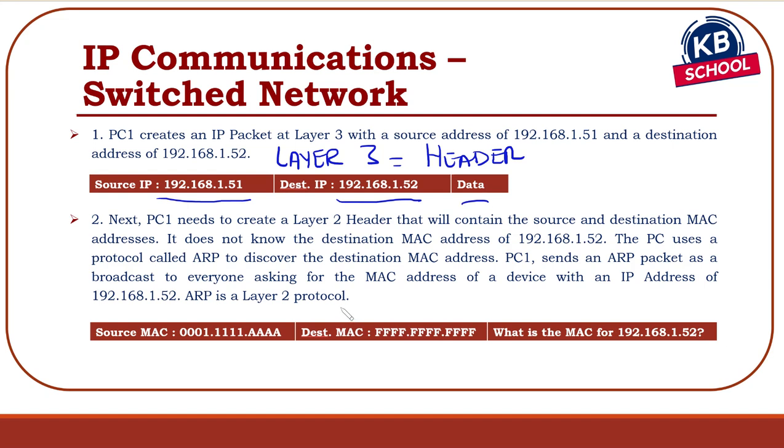But now when I need to forward it to the switch, I cannot forward this packet like this. Why? The switch does not look at the IP address. It looks at the MAC address. So I need to figure out what is the MAC address for this guy. And that's where that protocol that I talked about called the ARP is used to discover what? The destination MAC address. How does it do it? It sends an ARP packet, which is known as an ARP request.